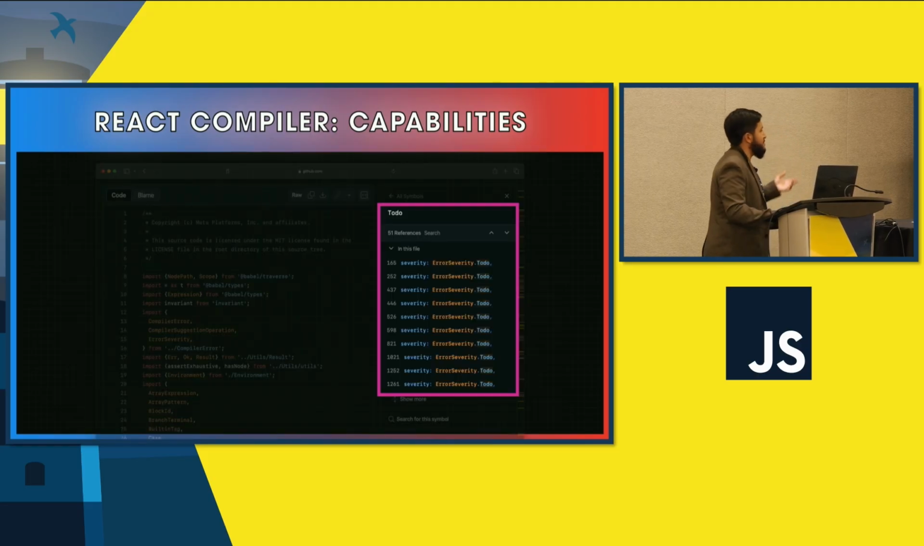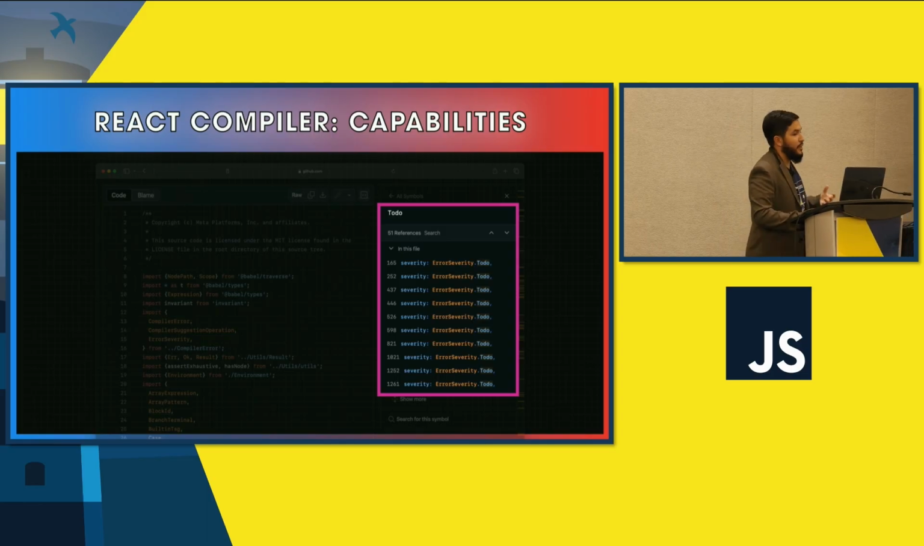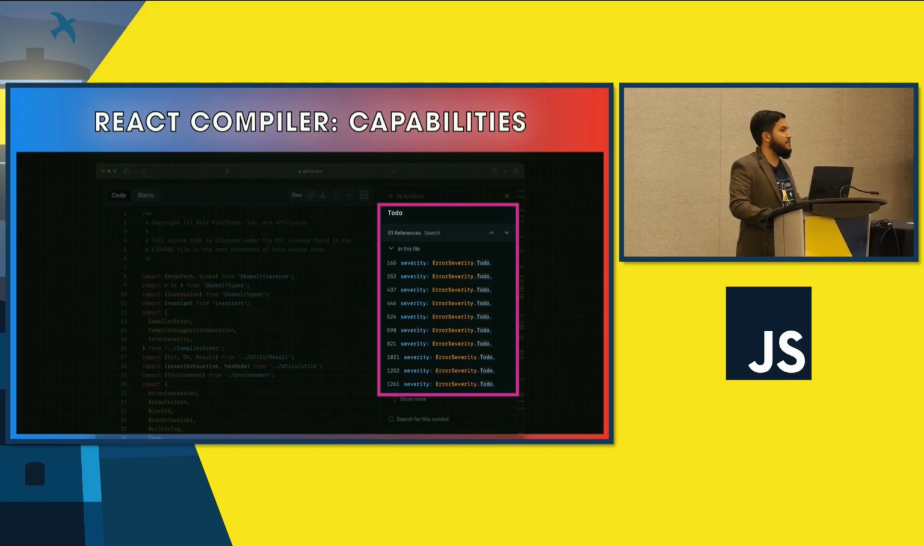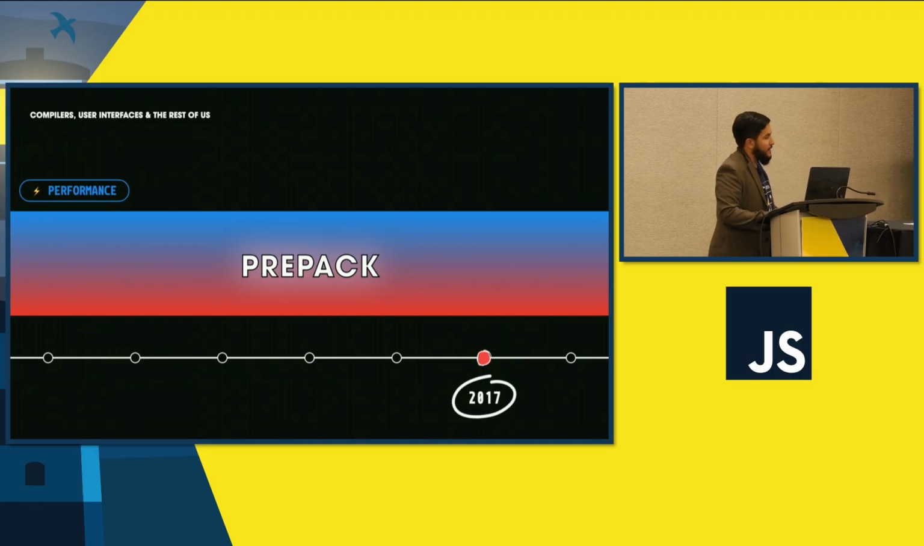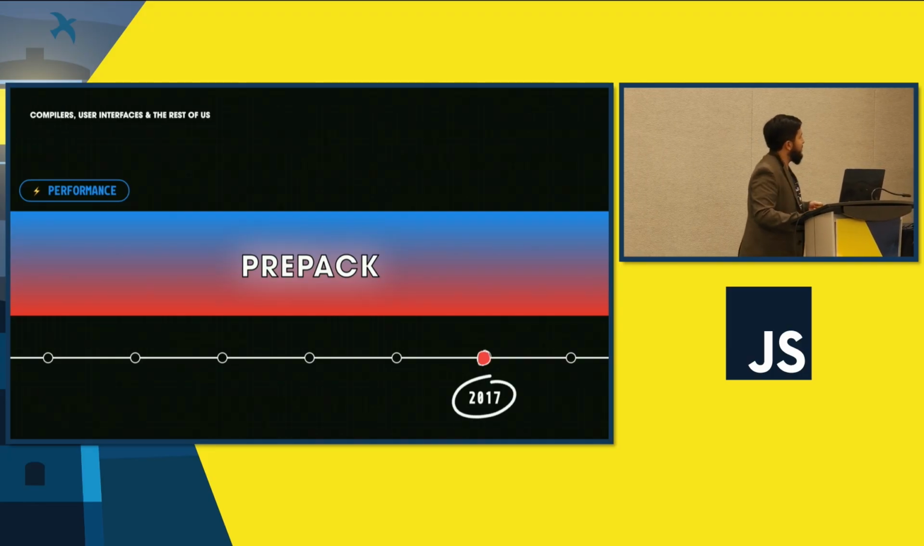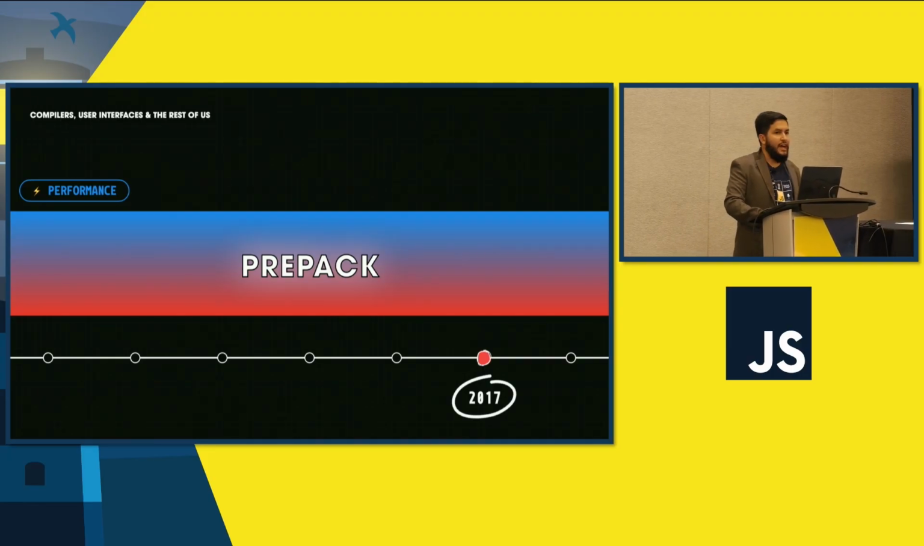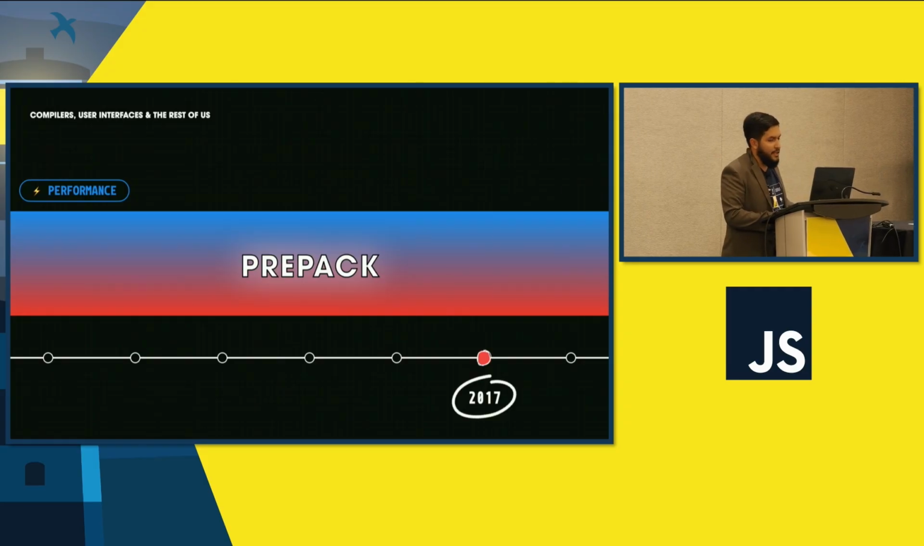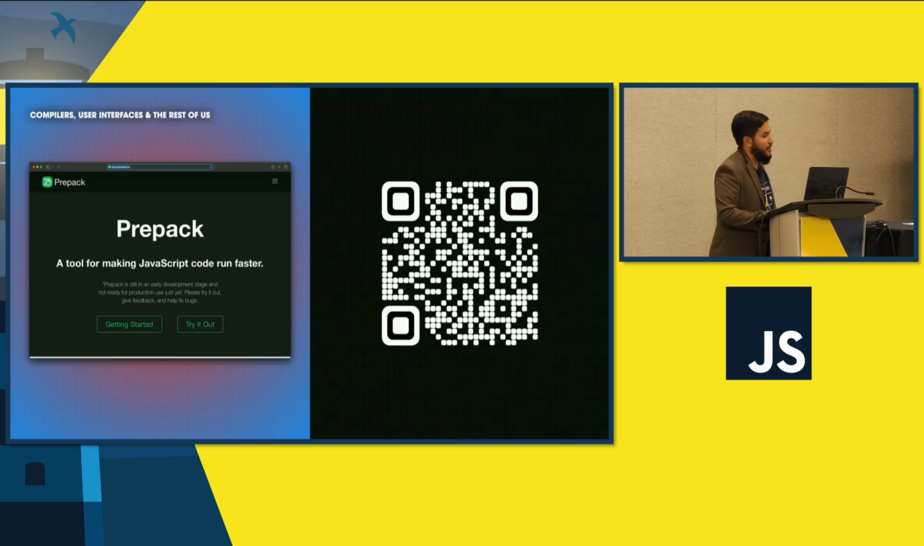Also, checking the source of the compiler and other stuff will help you understand how far it goes and what are some optimizations that they cannot do, so they will just skip over if you do this or that. Another example also by Meta is Prepack. Prepack is not as popular as the React compiler, and unfortunately, it's not even actively maintained anymore.